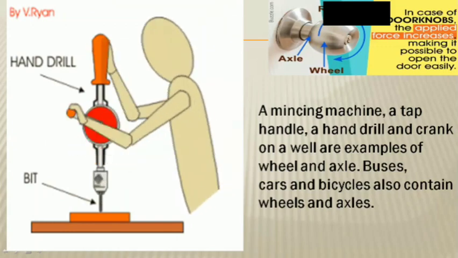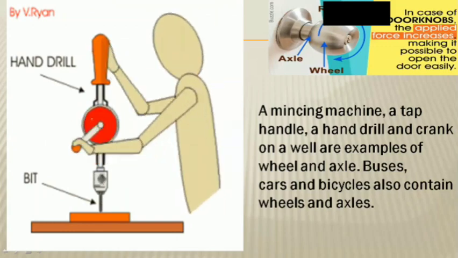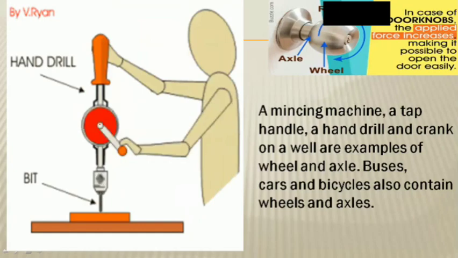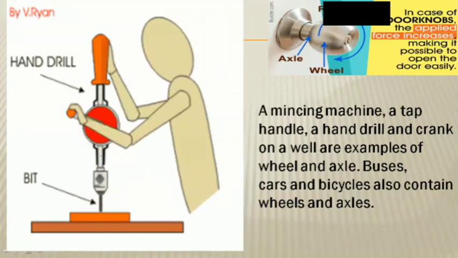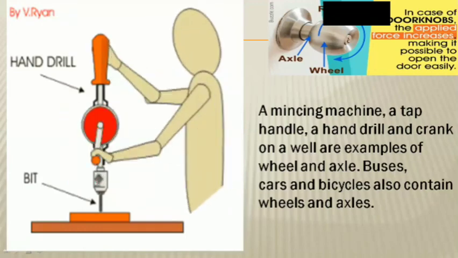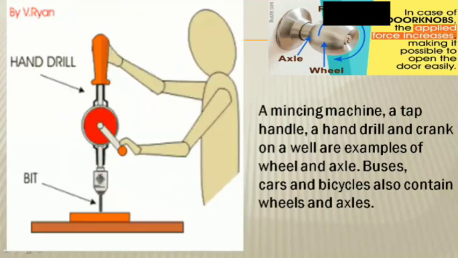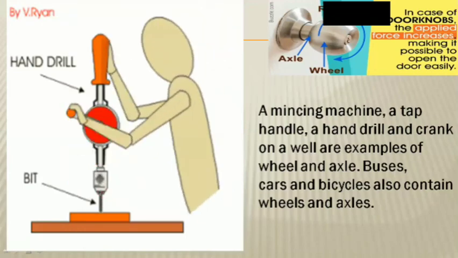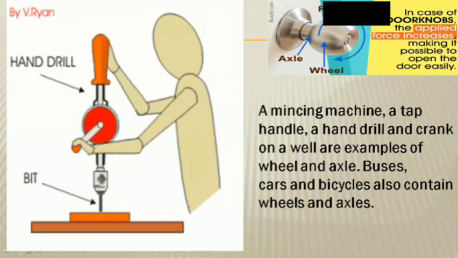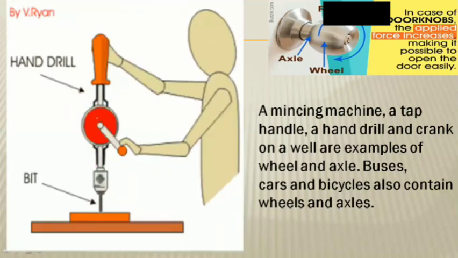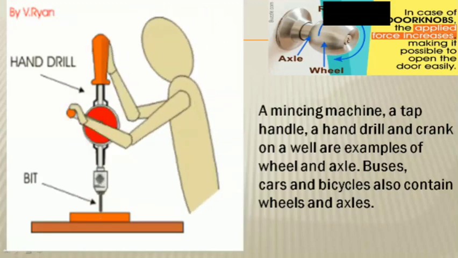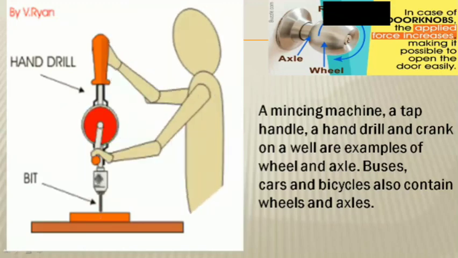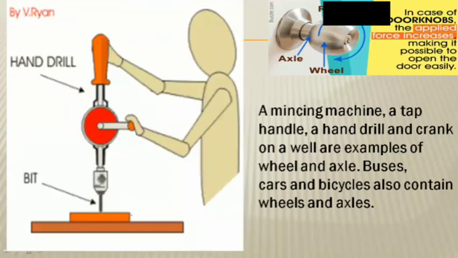This is a wheel which is rotating, and inside there is an axle, a very thin axle, and this is also fitted with this axle, and it will rotate. There's a drill inside it and it will make the hole here. So here also wheel and axle is used to make a hole inside the wood.